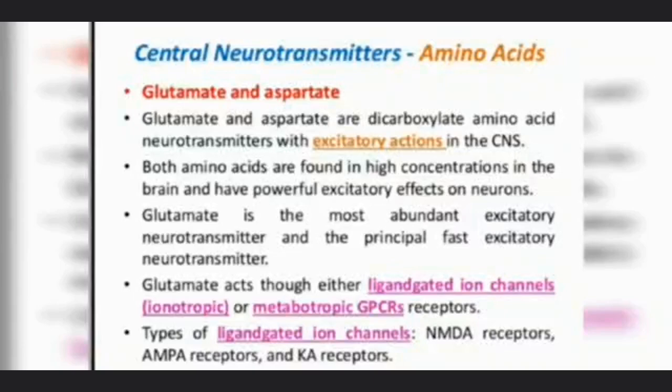NMDA receptors are abundant in the hippocampus. They have the following special features. They require glycine for the activation, and Mg2+ ions, magnesium ions, to keep the channel blocked at resting membrane potential. Even if glutamate binds to it, however, when the neuron is depolarized through a separate glutamate sensitive AMPA receptor, the Mg2+ block is removed.